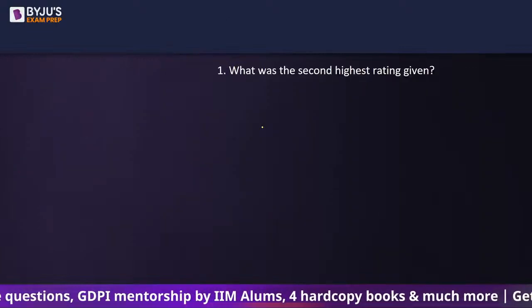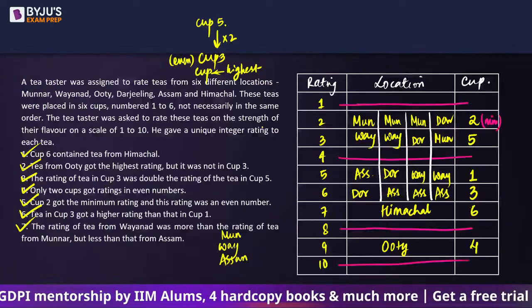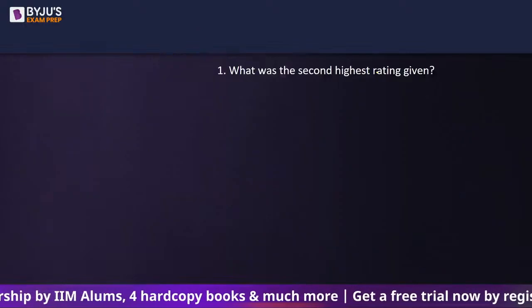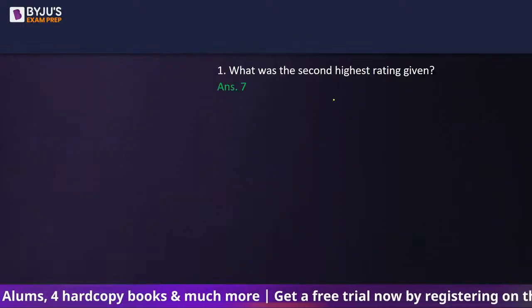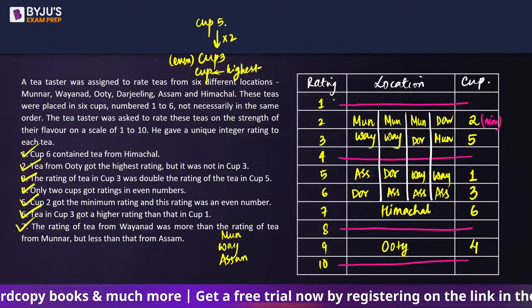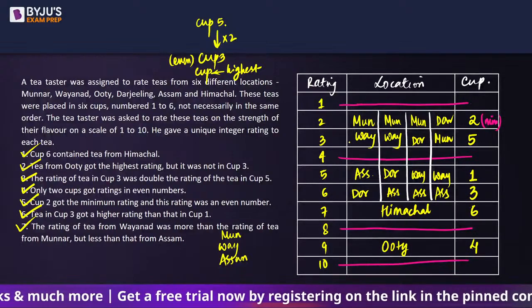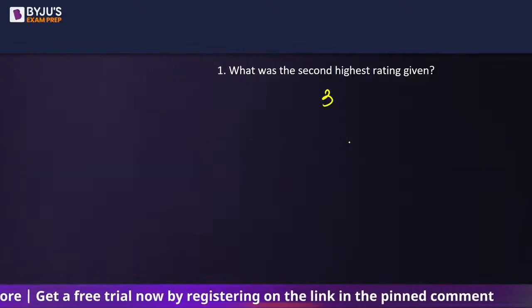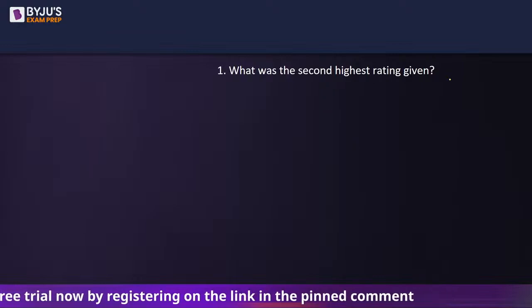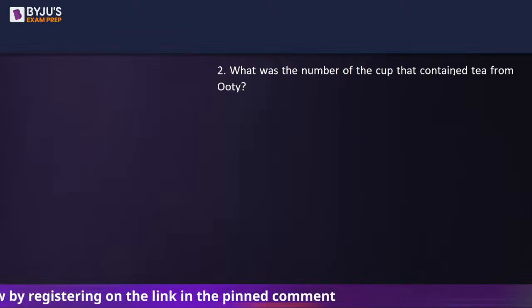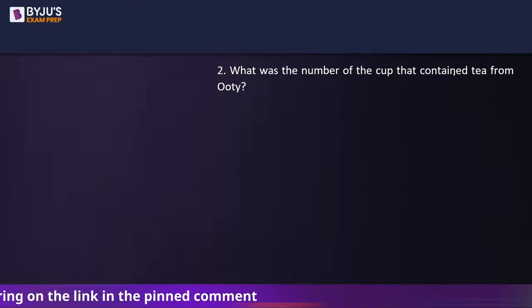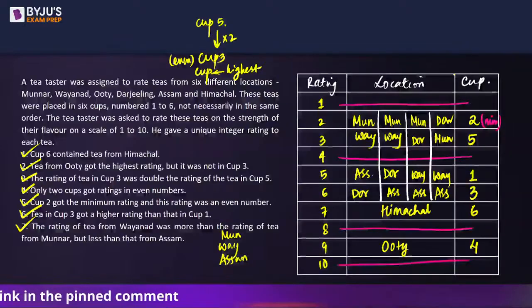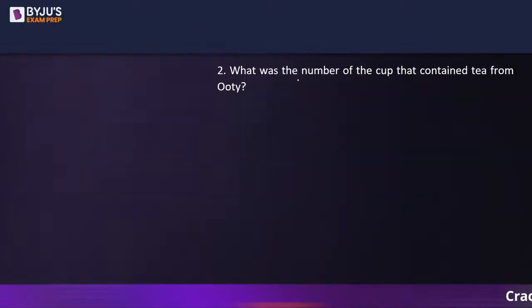Chalo, first question. What was the second highest rating given? The second highest rating given is 3. Or sorry, second highest, niche se. So it's 7, not 3. So second highest rating given is 7. What was the number of the cup that contained tea from Ooty? The number of the cup that contained tea from Ooty ke right mein, it's cup number 4. So it's going to be cup number 4.